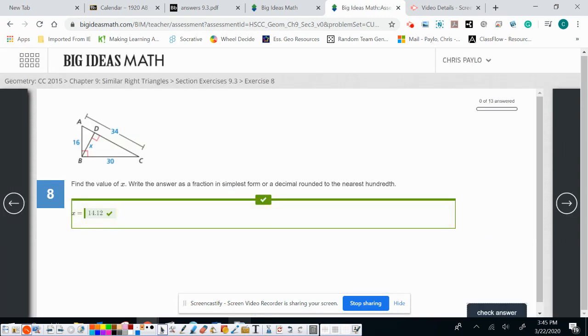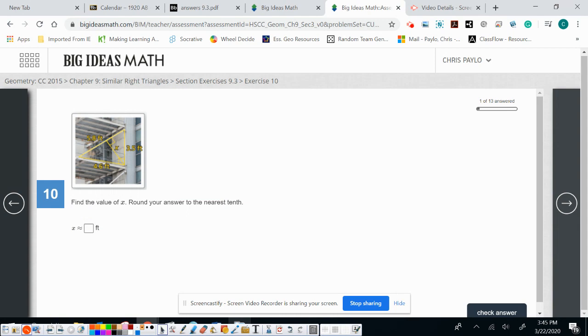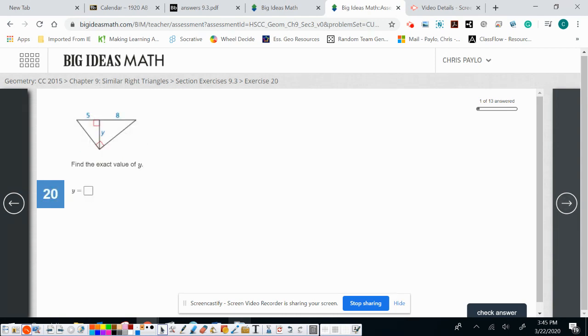So we've got it there. Check answer, boom, 14.12. If you put 14.11, it's going to say incorrect. If you put 14.1, it's not going to be correct as well. Make sure that you are rounding to the nearest 100th. That's a freebie there. All right, number 20. Feel pretty good about this. This is our go-to move.